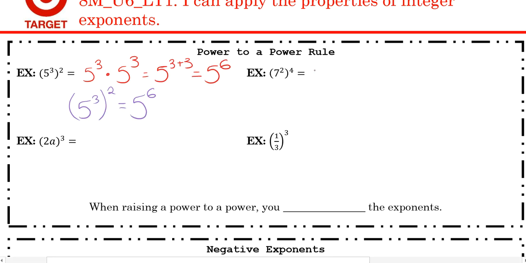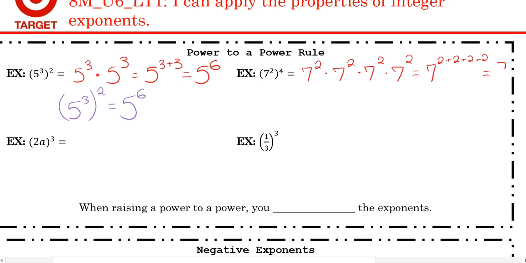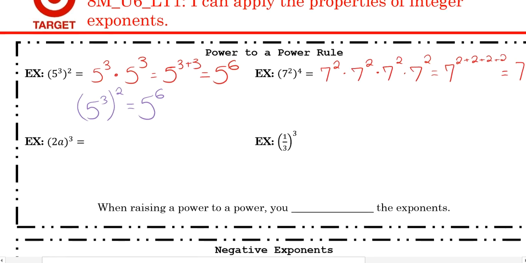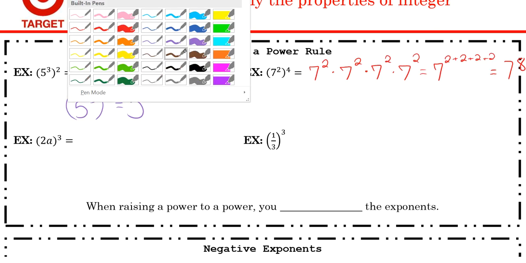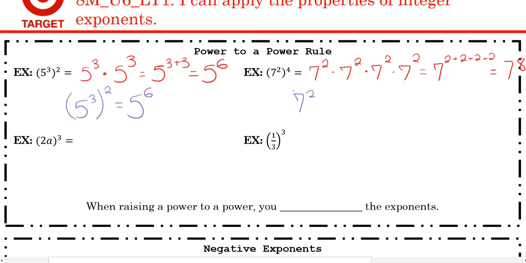If I look at my second example, I have 7 squared raised to the 4th power. So that's like saying 7 squared times itself 4 times. And again, if we remember our product rule, since we're multiplying all of our common bases, we would add all of our exponents, which would leave us with the answer 7 to the 8th power. So we could say that 7 squared raised to the 4th power is equal to 7 to the 8th power.